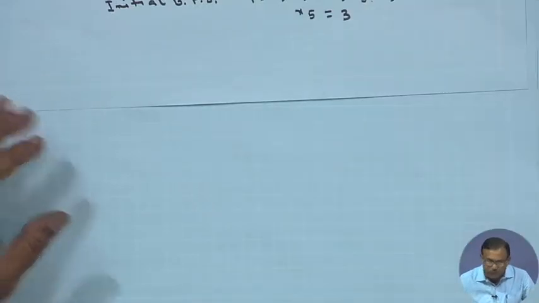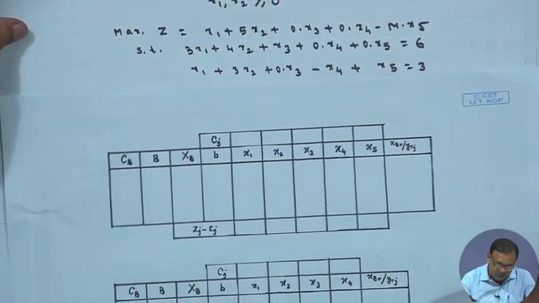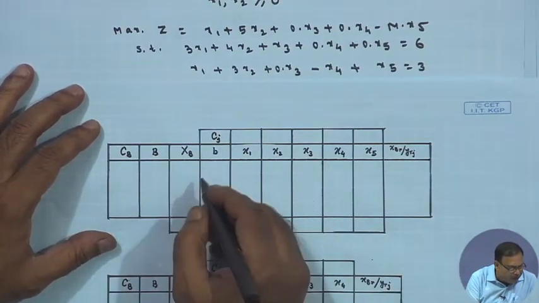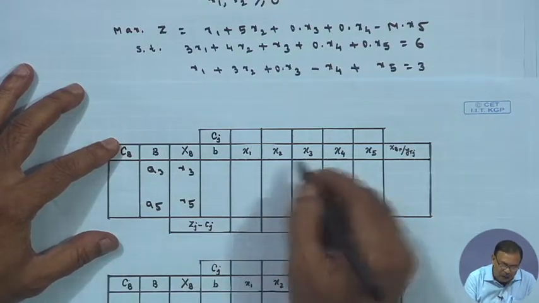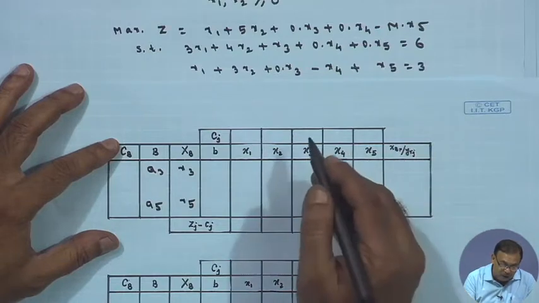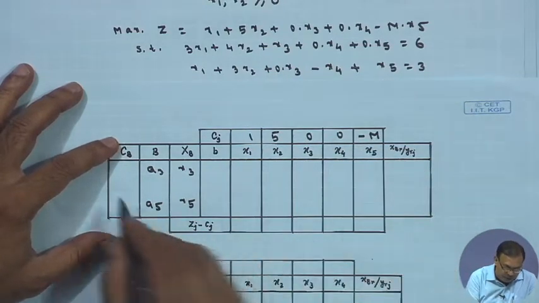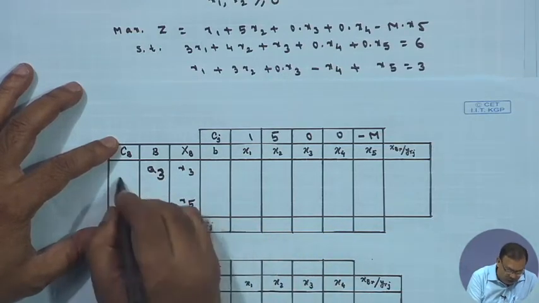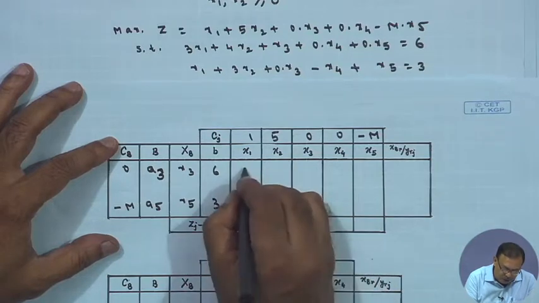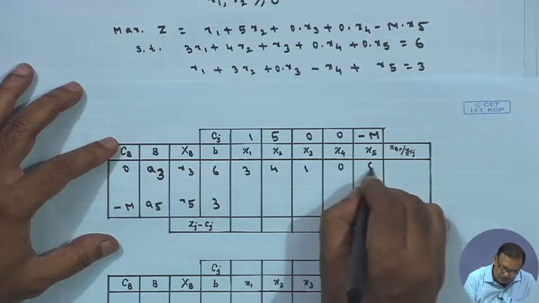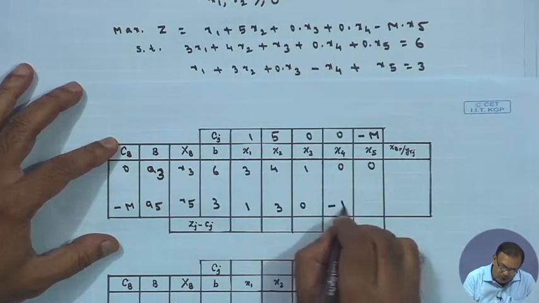So, let us form the table from here. In the basis, your variables are x 3 and x 5. The value of c j, that is the coefficient of the objective function corresponding to the decision variables, is 1, 5, 0, 0 and minus m for x 5. So, here your C b will be 0 and minus m. Now, let us write down the values, that is 6 and 3. So, it will be 3, 4, 1, 0, 0 and 6; 3. So, it was 1, 3, 0, minus 1, 0.